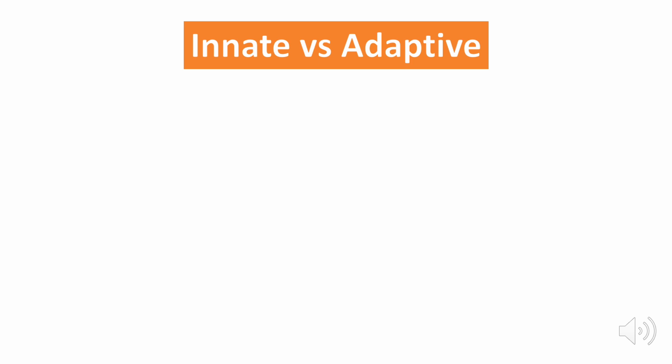Next, which among them is also known as the acquired immunity? Adaptive, you're correct. Which among them is also called the non-specific immunity? When you say non-specific, it will provide immune responses against a wide variety or list of microorganisms. It's innate immunity.